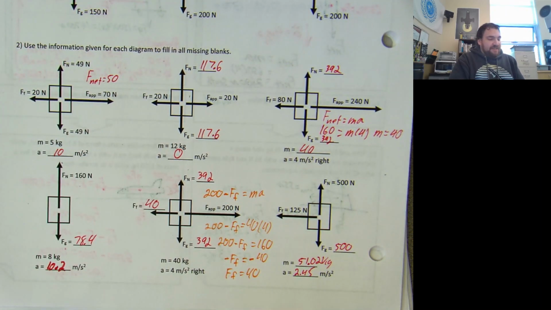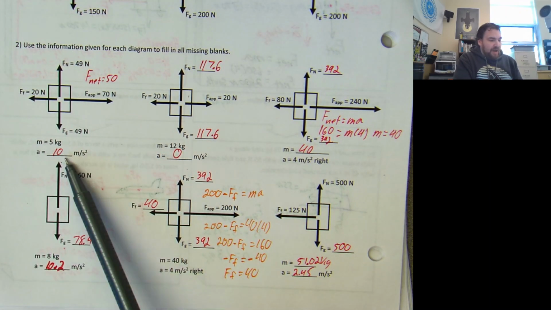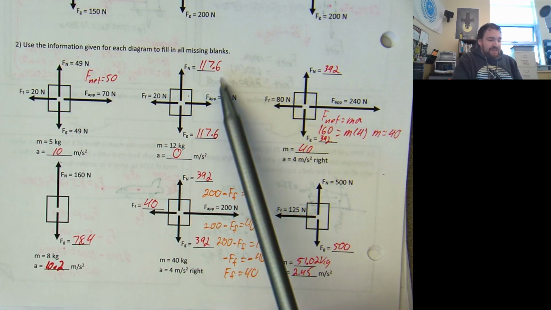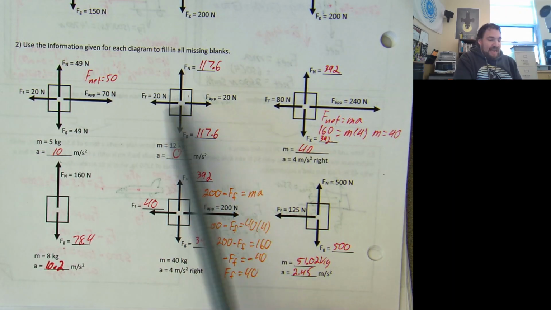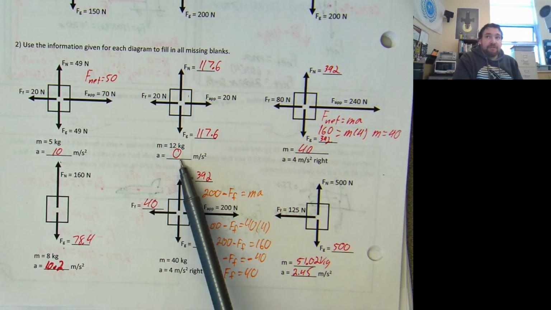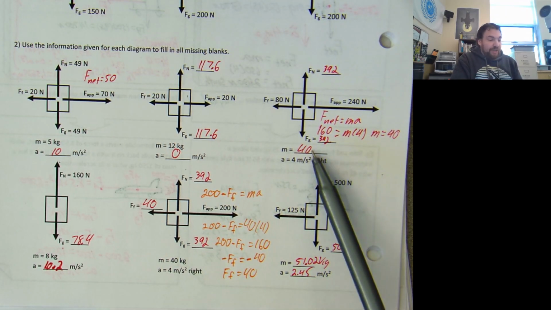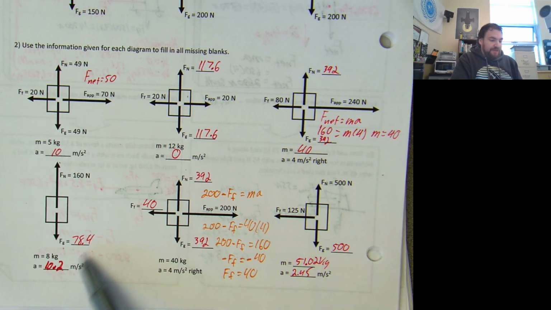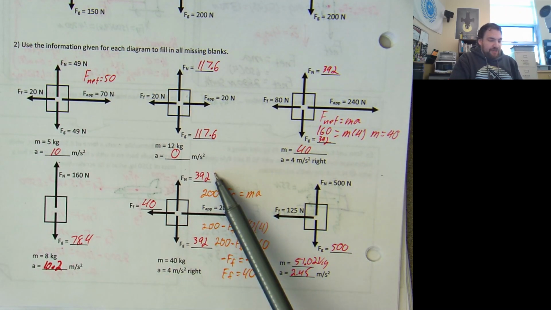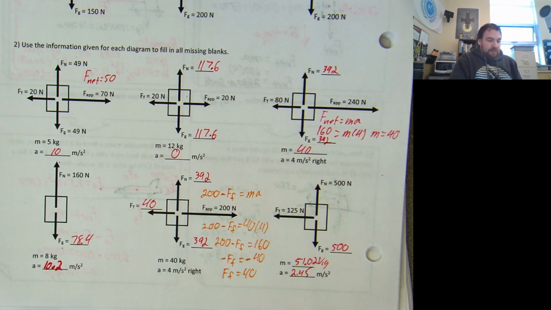And then there's these six, which want you to fill in the blanks. So the acceleration here was 10. Normal force was 117.6. Gravity is 117.6. Everything's balanced, so there's no acceleration. 392, 392, and 40. 78.4 and 10.2. 392, 392, and 40. And then 500, 51.02, and 2.45. Any other questions on any of those? Anyone would like me to go over?